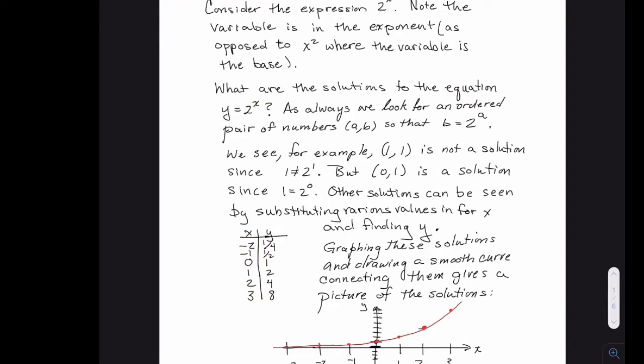For instance, we already found that if we plug in 0 on the right-hand side, we get y equals 1. If we plug in 1, 2 to the 1 is 2. 2 squared is 4. 2 cubed is 8. 2 to the negative 1, remember what negative 1 as an exponent means. It's a reciprocal. And 2 to the negative 2 is 1 over 2 squared, which is 1/4. So in this way, we get 6 ordered pairs of solutions to this equation, and we can graph it.